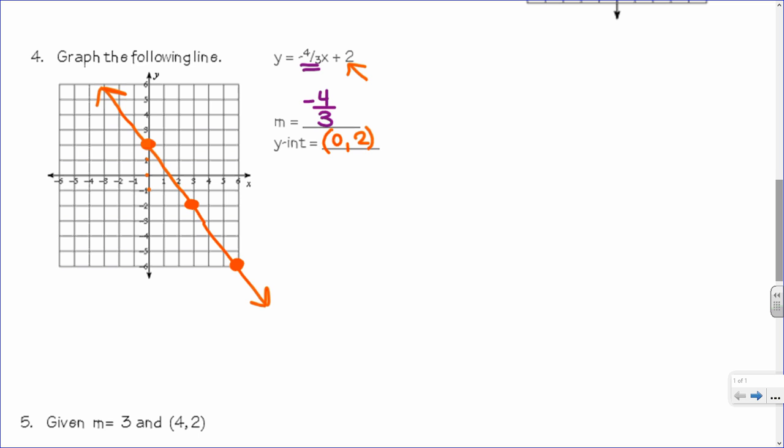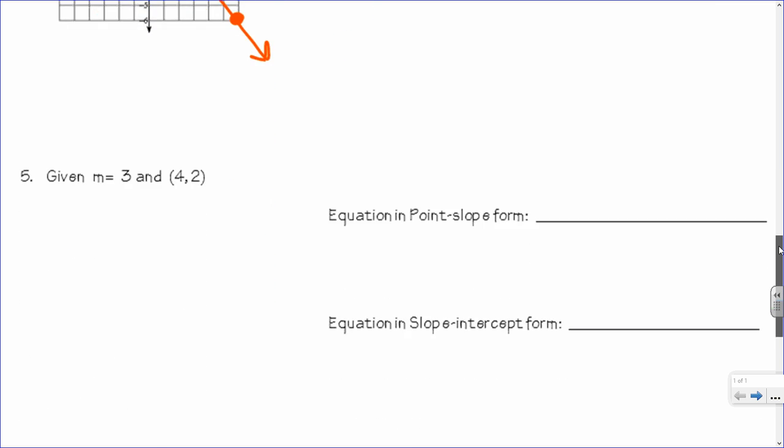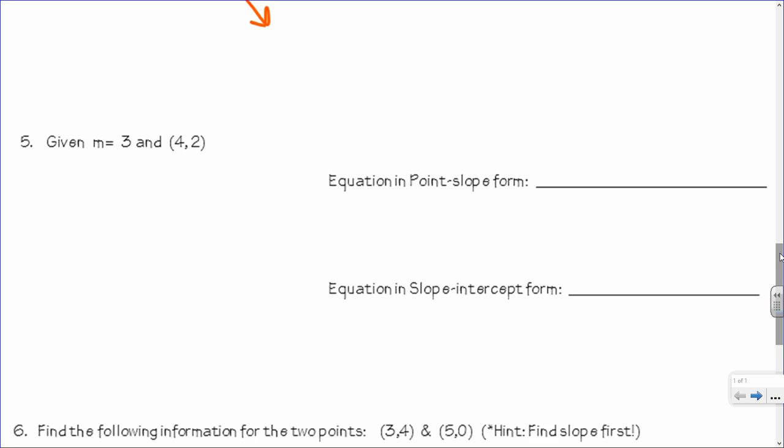Okay, if you will flip over your sheet, you will see that we have problems 5 and 6 still to do. So I love 5 and 6 because they combine a lot of the ideas that we have been talking about. So first, let's look at 5. 5 gives us two things. 5 gives us the slope and a point on our line.